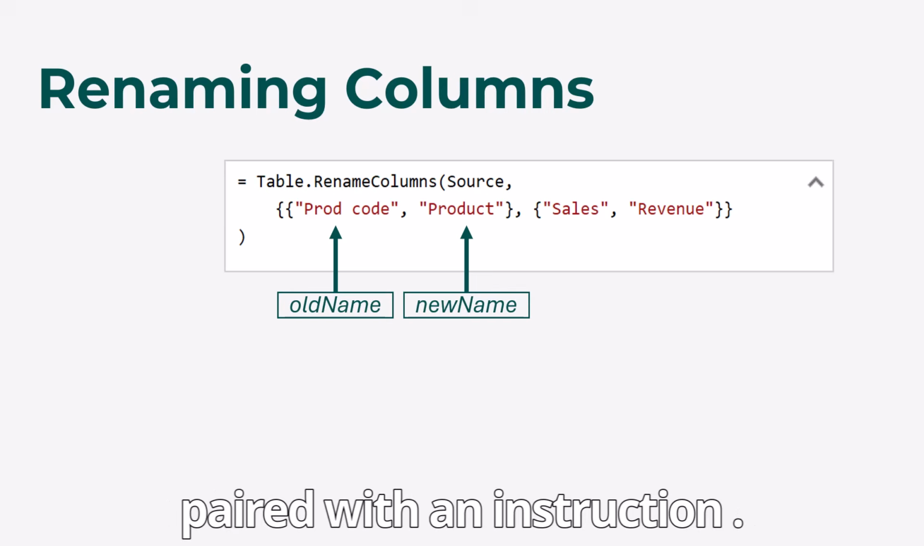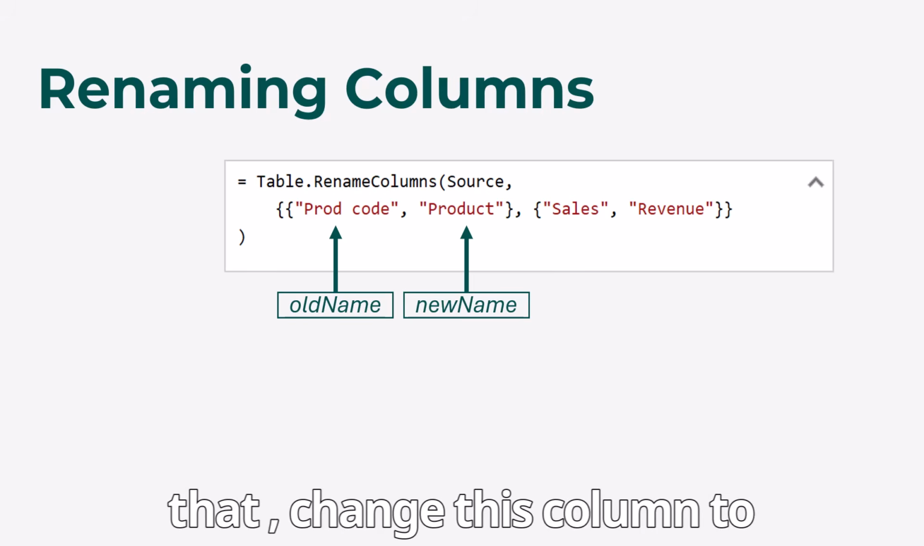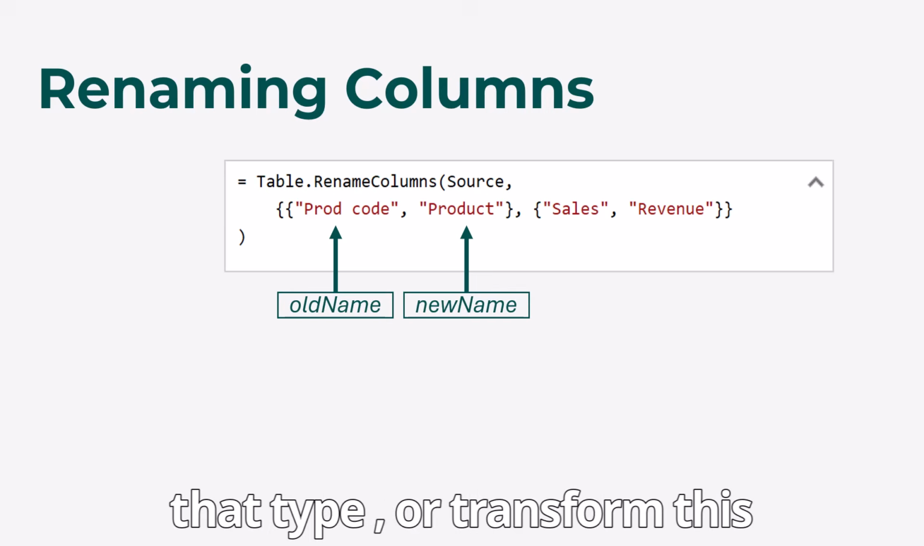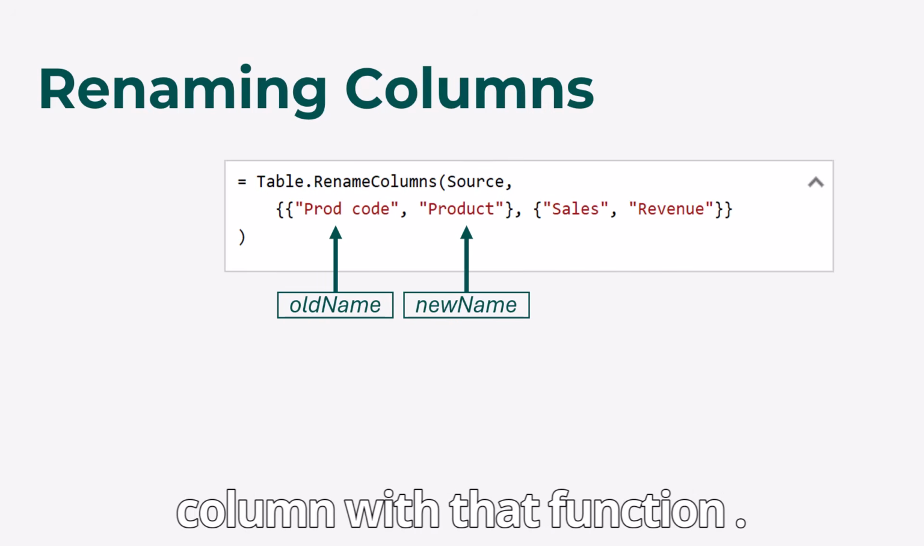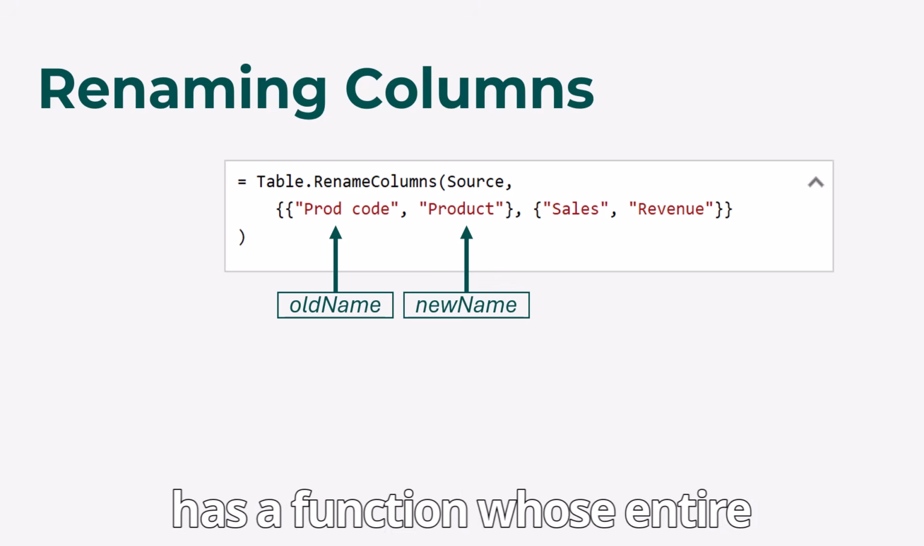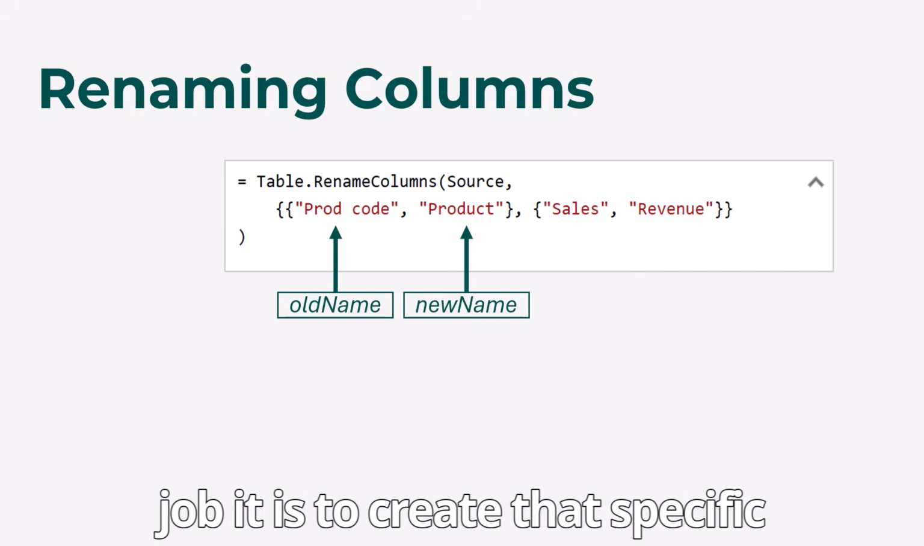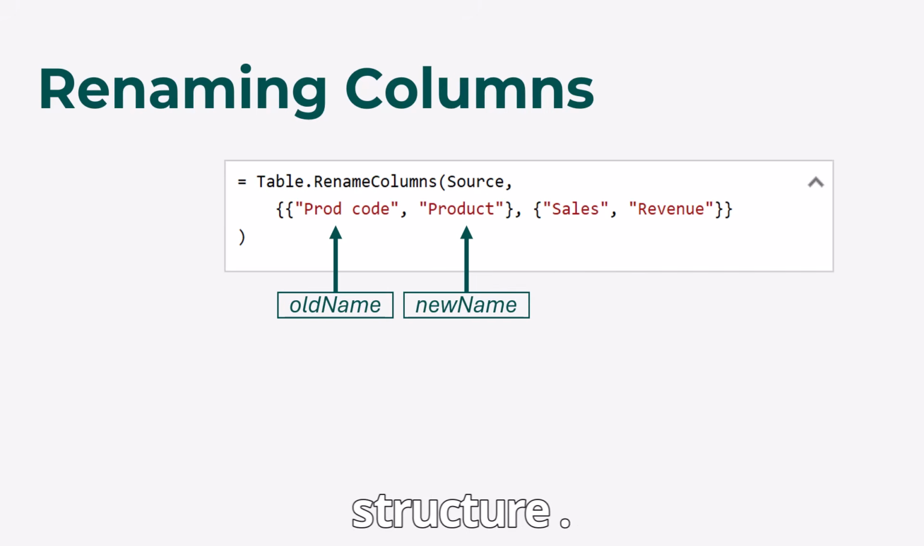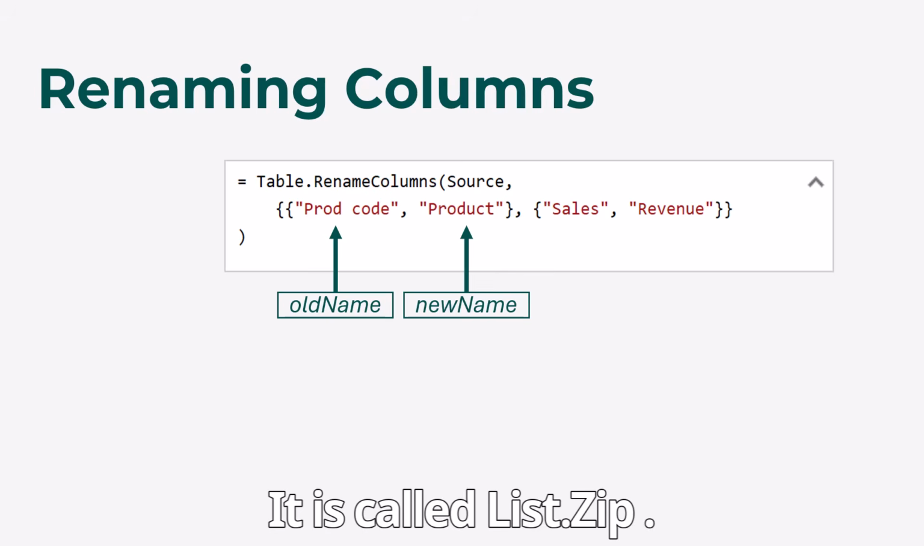A column name paired with an instruction, like rename this column to that, change this column to that type, or transform this column with that function. To build those pairs dynamically, the M language has a function whose entire job it is to create that specific structure. It is called List.Zip.